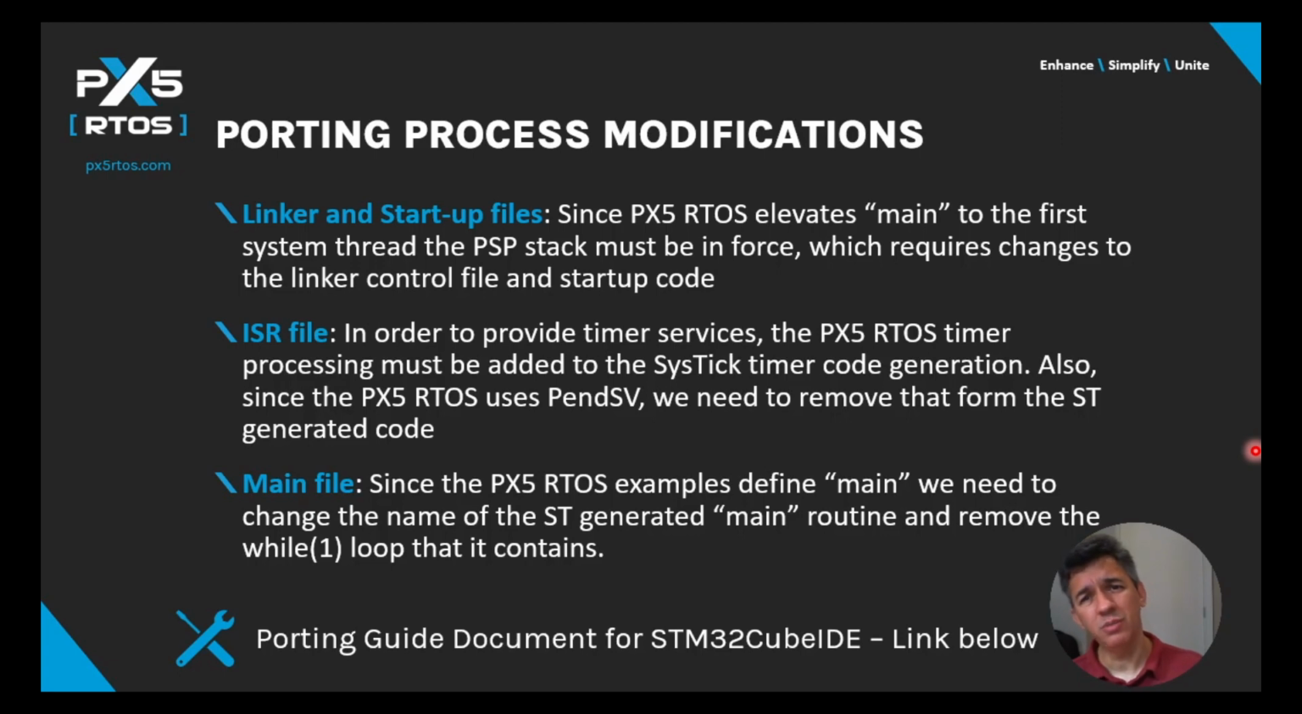We'll be changing it to provide timer services by adding PX5 RTOS timer processing to the SysTick timer code generation. Still on the ISR file, since PX5 RTOS uses PendSV, we need to remove that from the ST generated code. Lastly, the main file. The PX5 RTOS sample defines main, so we need to change the ST generated main and remove the while one loop.